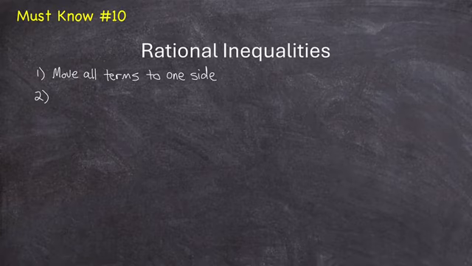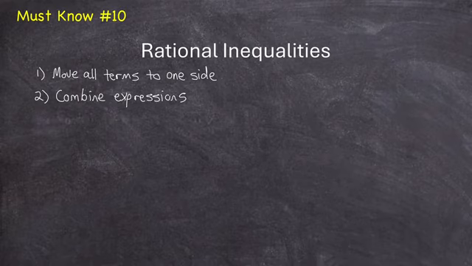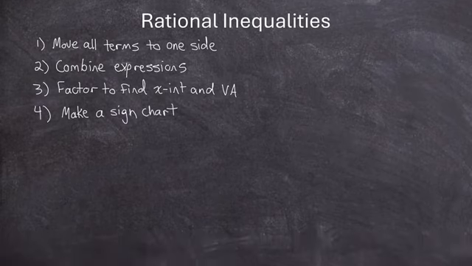Then combine the expressions together. Then factor your rational expression to be able to determine its x-intercepts and vertical asymptotes. And then make a sign chart to figure out what intervals are the solution to your inequality. So let's have a look at an example.